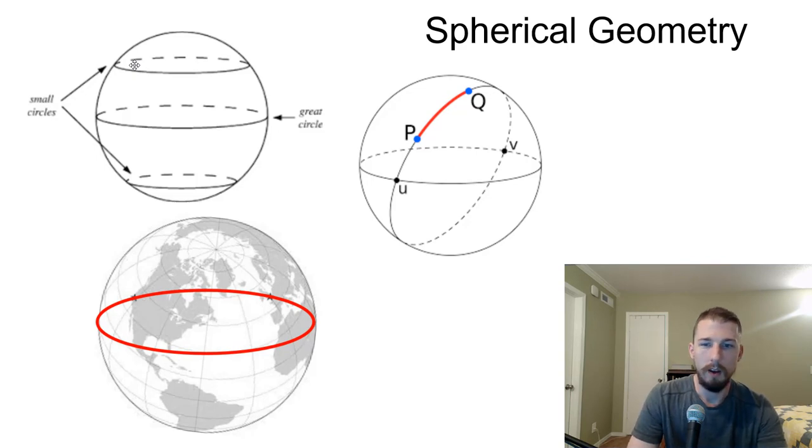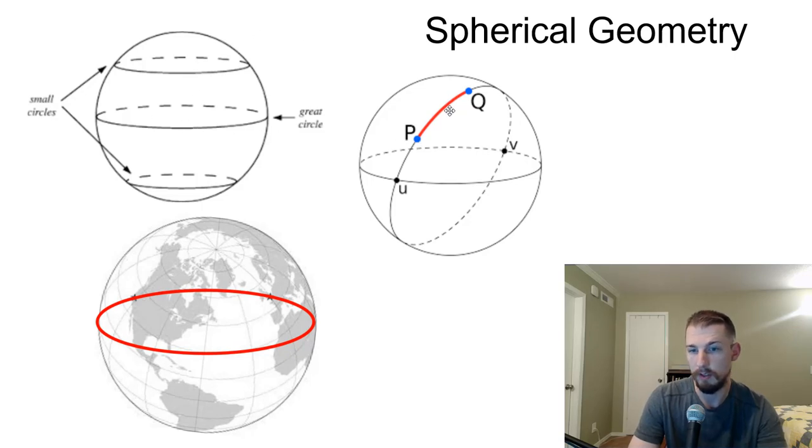So with spherical geometry, what's interesting is that let's say we have 2 points on a sphere, like point P and point Q. The shortest distance between those 2 points is always going to follow a great circle circumference, the largest circle that we can cut in it.